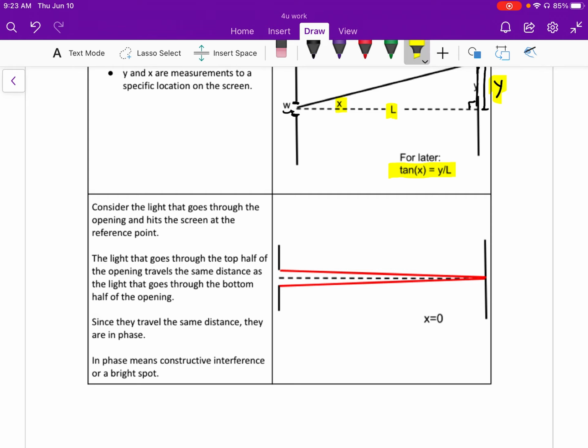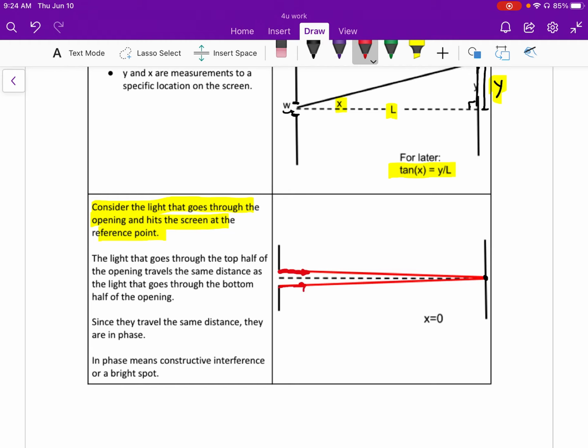Let's consider out of all the light that goes through that single slit, it's going to go in all sorts of directions, but of all the light that goes through, some is going to hit the screen right at the reference point. So if we consider the light that hits right at the reference point, is that going to be a bright spot or a dark spot? Logic is light from the top of the slit follows this red line, kind of angling downward. Light from the bottom slit follows this line, kind of angling upward.